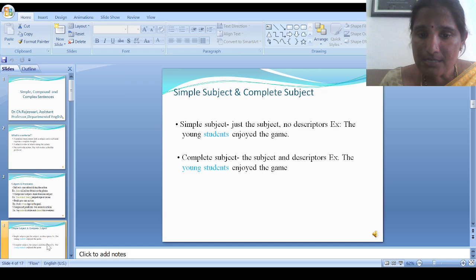The subject is just the subject and no descriptors. For example, the young students enjoyed the game. So here the subject is students, young students. The complete subject is the young students and the students enjoyed the game becomes your simple subject.